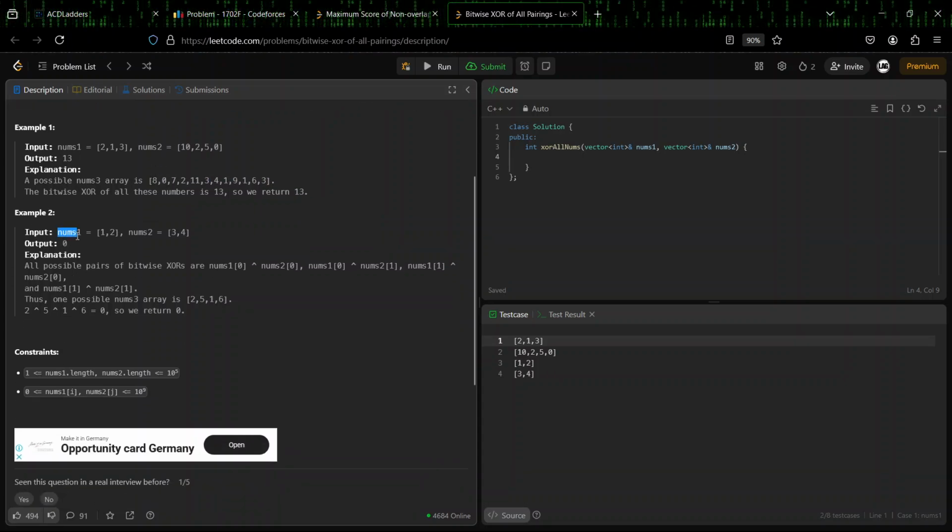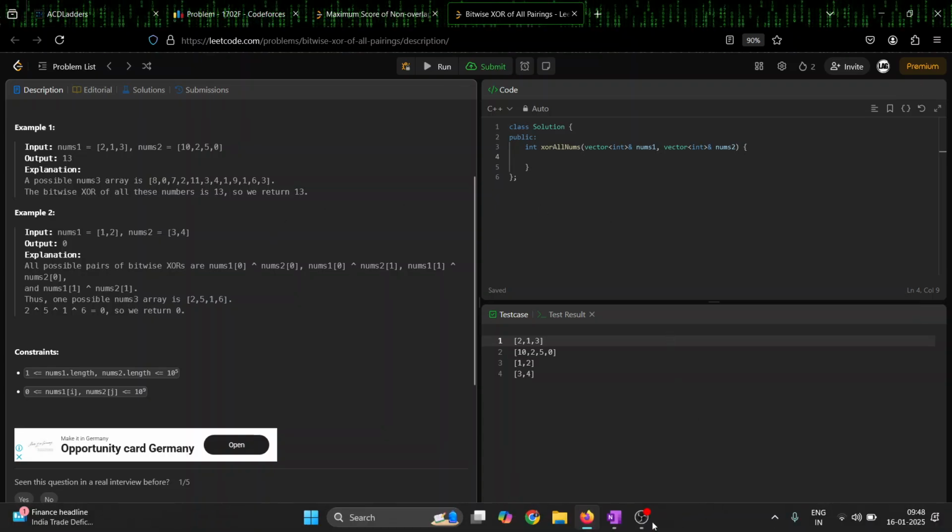Similar is the case with this nums1 and nums2. We get this array 2, 5, 1, 6 and the bitwise XOR of this is 0. And the constraints are 10 to the power 5 for the length of arrays, and the elements can go up to 10 to the power 9.